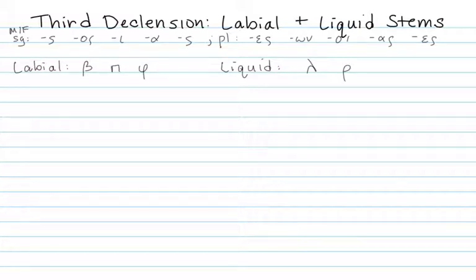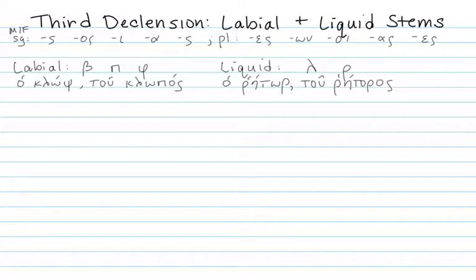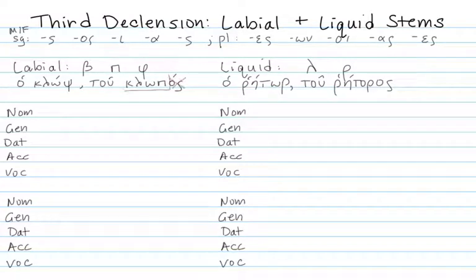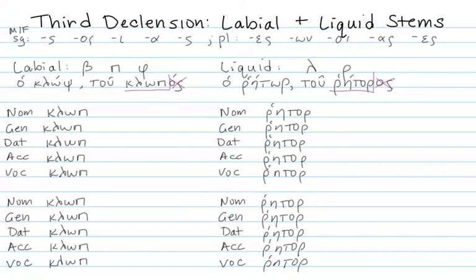The liquids are ul and so called because you never fully close off your mouth, so they're sort of liquids, unlike the rest of the consonants. So our sample nouns for the labial is ho klops tu klopos, and for the liquids is ho retor tu retoros. So let's write out our stems. We get them from the genitive singular. You'll notice the true stem of klops ends in a pi, and the true stem of retor ends in omicron rho.